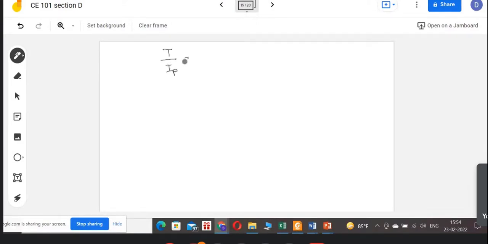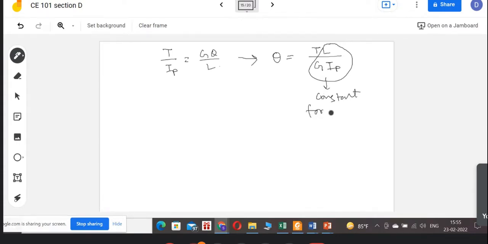This T by IP is equal to G theta by L. That can be rewritten as theta is equal to TL into GIP. Okay. So this part is a constant for a given shaft.